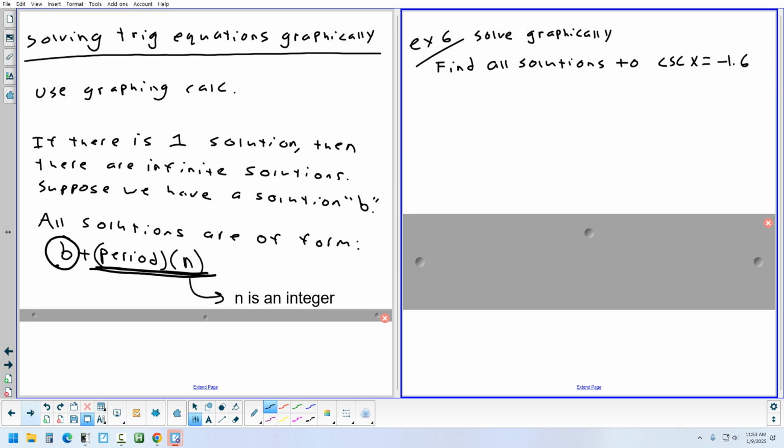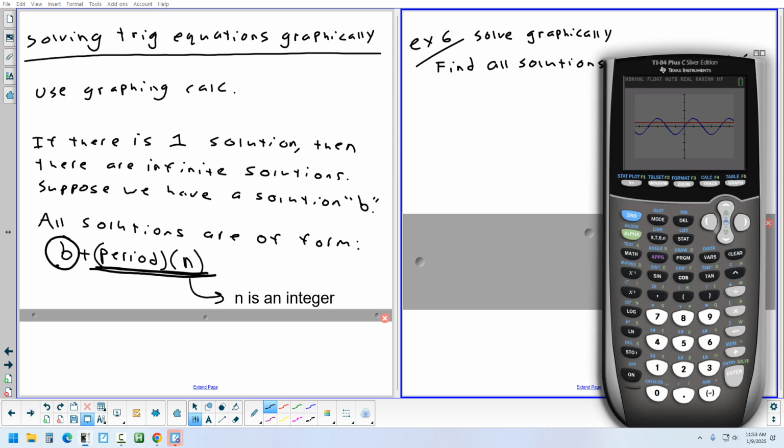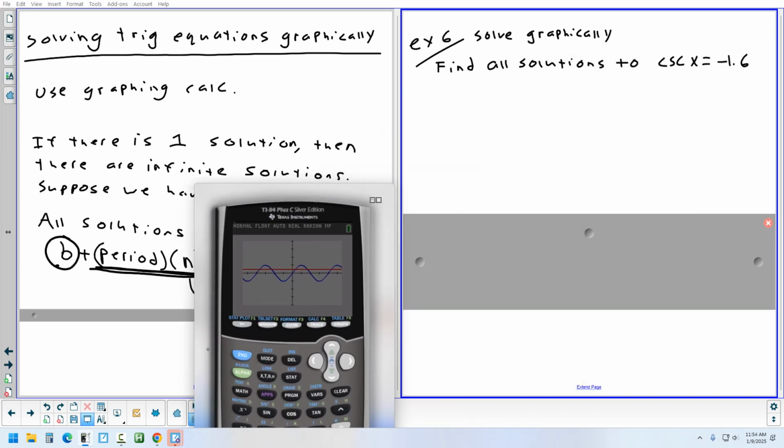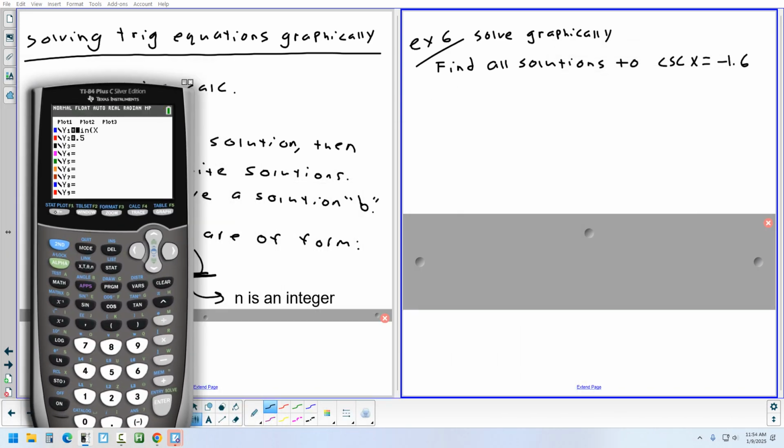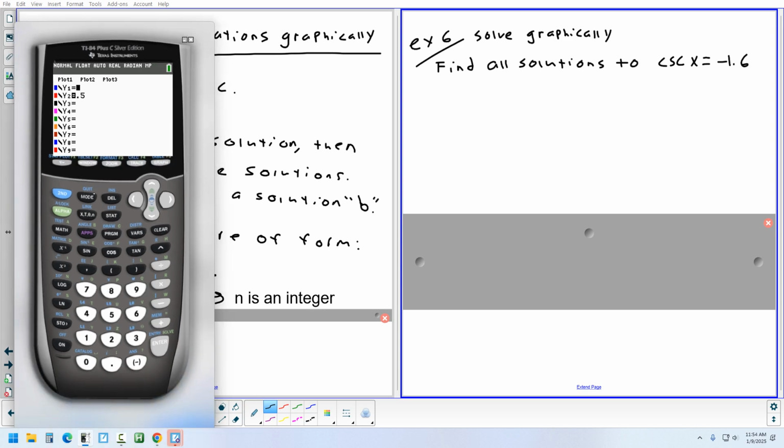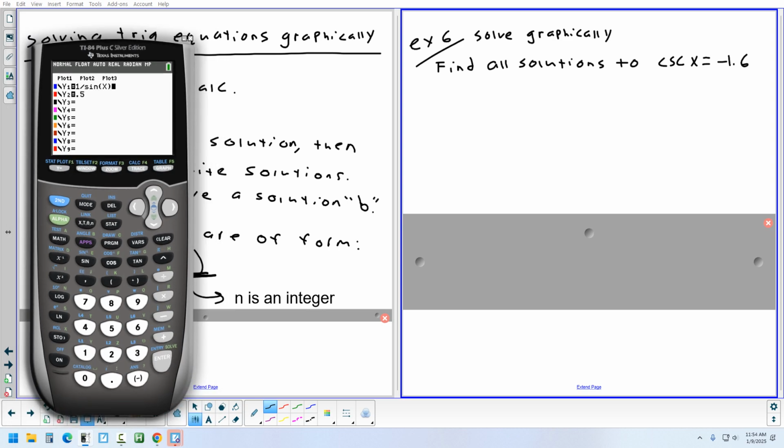All right, let's try that one. Okay, where is the cosecant equal to negative 1.6? First of all, I don't have a cosecant button. But I do know that cosecant is which trig function flipped? The sine. That's how you have to type in cosecant. Just like that. 1 over sine. What's going to go on y2? Negative 1.6. That's how you type that in.